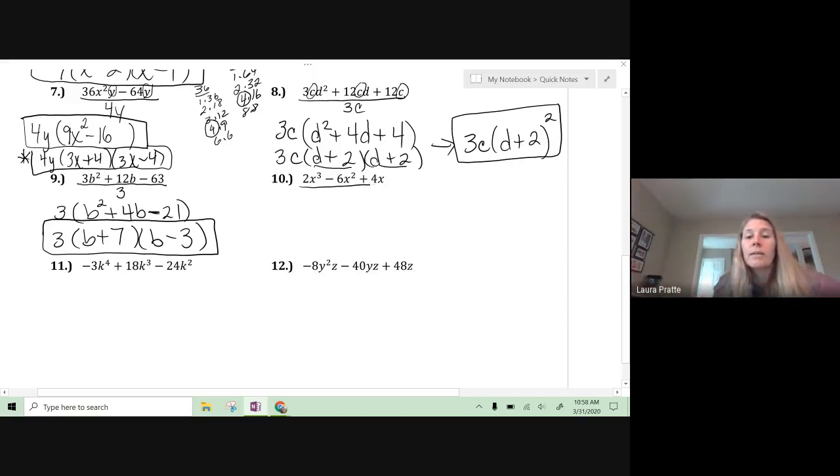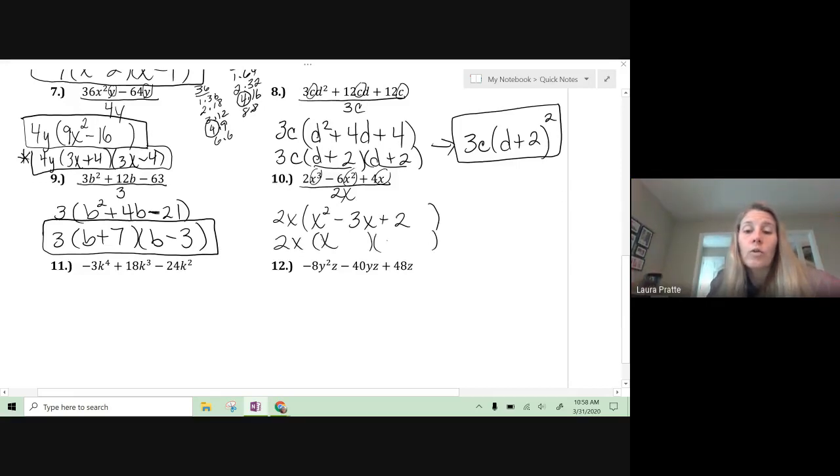Okay, number 10, GCF of 2, 6, and 4 would be 2, and all 3 of them have some version of an x. The smallest one is just a single x, so our GCF is 2x. So after we divide out 2x from each of these, 2x cubed divided by 2x is just x squared. Negative 6x squared divided by 2x is negative 3x. And 4x divided by 2x is 2.